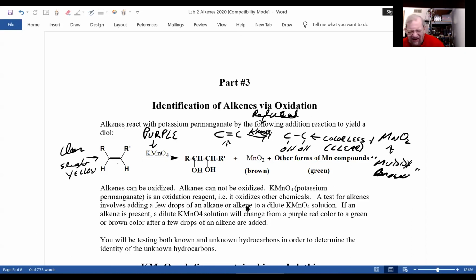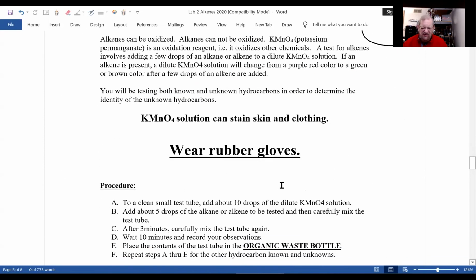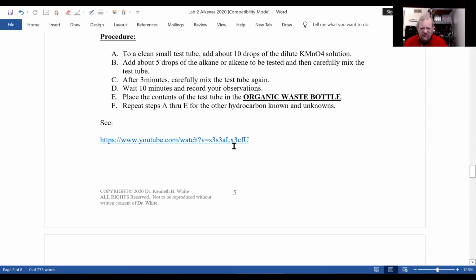So if you take a molecule and it has a double bond, this solution is purple. If there's no double bond, the solution stays purple. If there's a double bond, you'll see a muddy brown color because of manganese dioxide, MnO2. And here's a YouTube you can watch to see that. It's a lot of fun to do this.